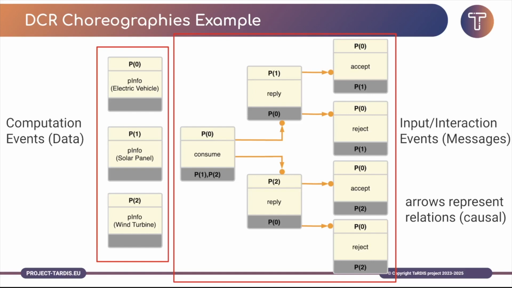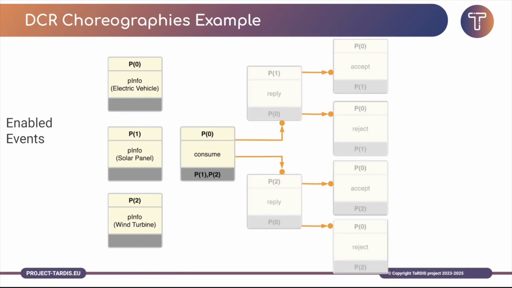Important in DCR choreographies is the notion of enabledness of events. The condition relations, the arrows between the events, represent a causality between these events. So the reply events can only happen after a consume event has happened. Looking at this choreography, we can deduce that the only enabled events are the computation events and the consume event, because it doesn't have any condition going in. So we need to first execute the consume event in order to be able to execute the reply event.